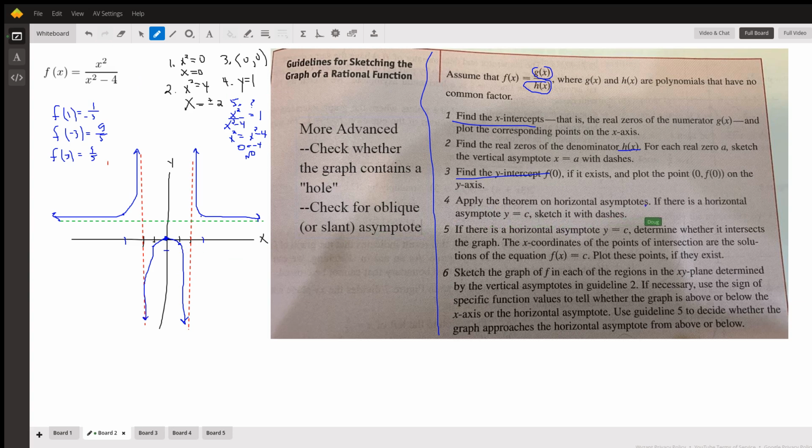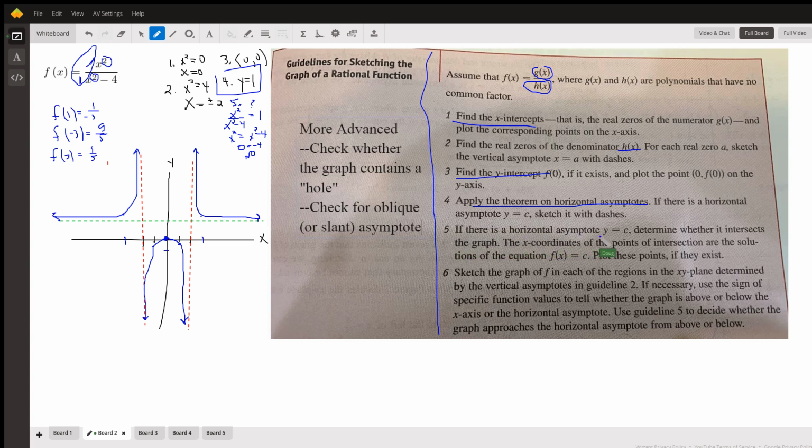Apply the theorem on horizontal asymptotes. What is that theorem? Well, I don't have it written here, but what we do is examine the coefficients of the highest degree terms of the numerator and the denominator. If the highest degree of the numerator equals the highest degree of the denominator, then the coefficients of those terms forming a fraction like this give us the horizontal asymptote, and that's y equals 1. So that's this green dashed line right here.